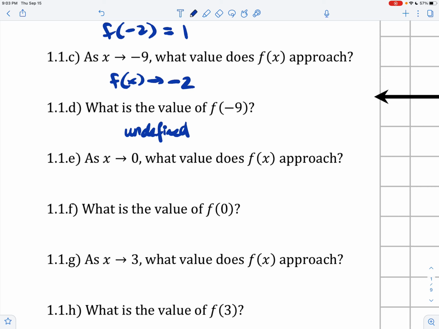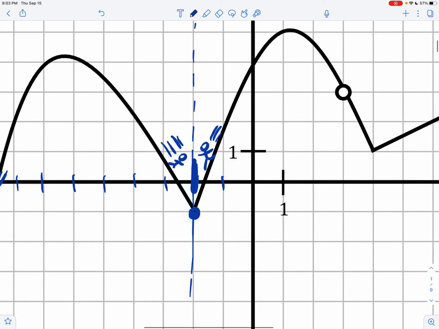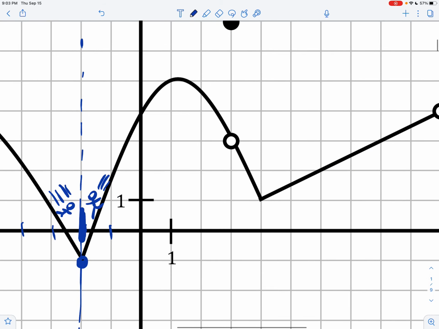As x is 0, what's going on here? X is 0 right along this line here. We've got someone coming up this way, and someone coming at it this way, and they're both zooming along. Where are they going to meet?